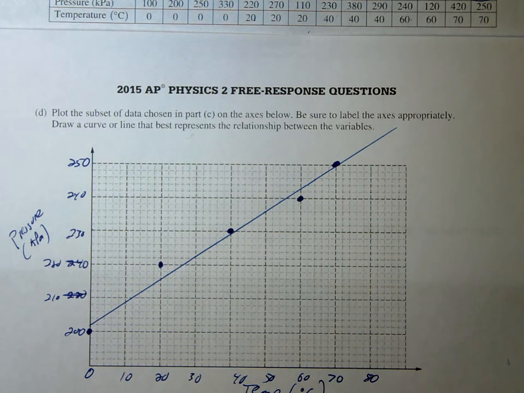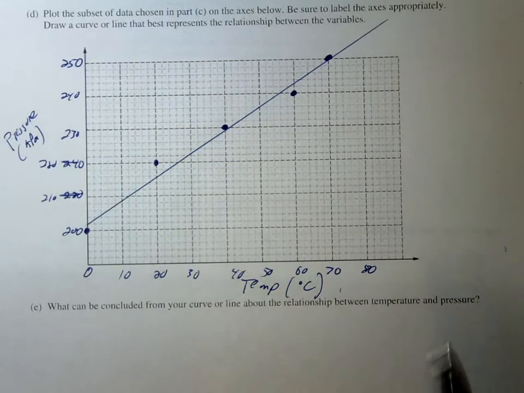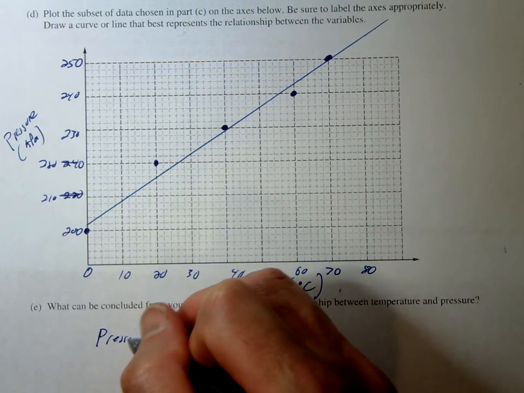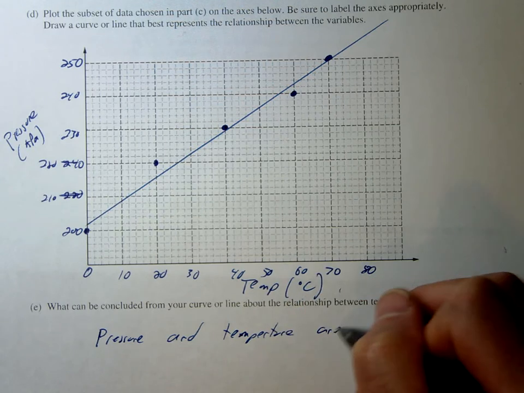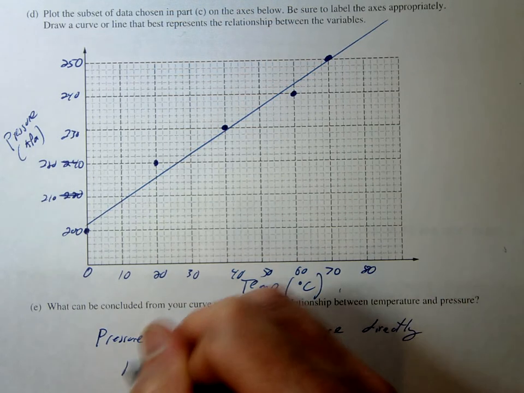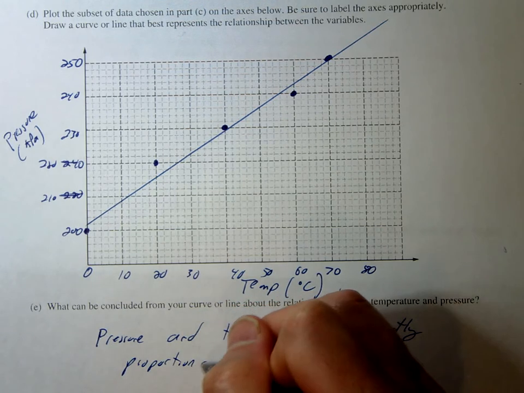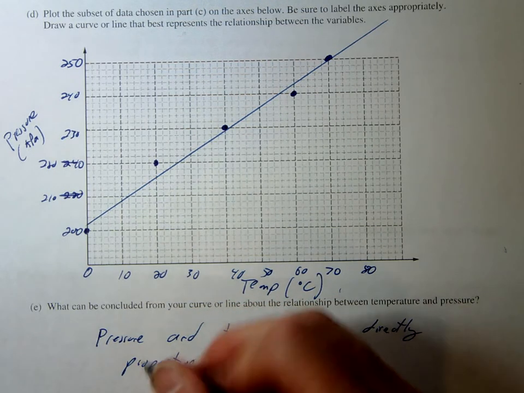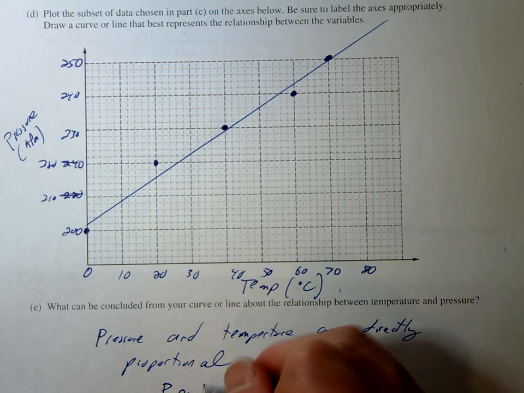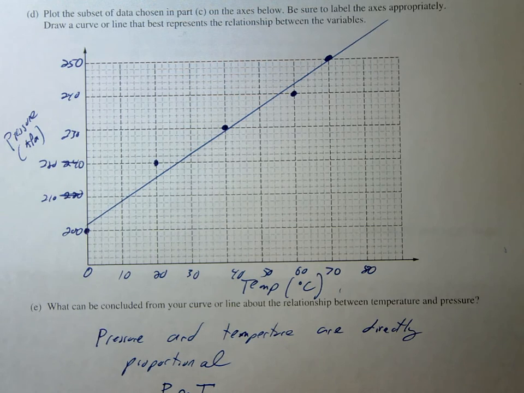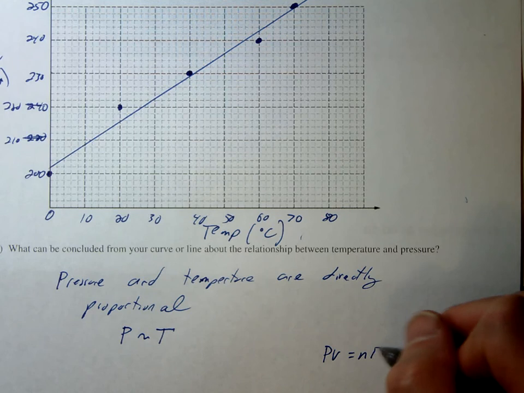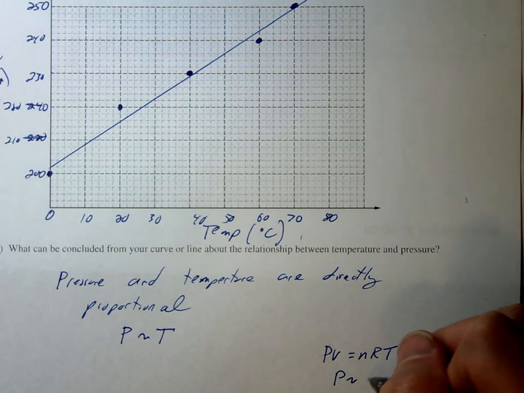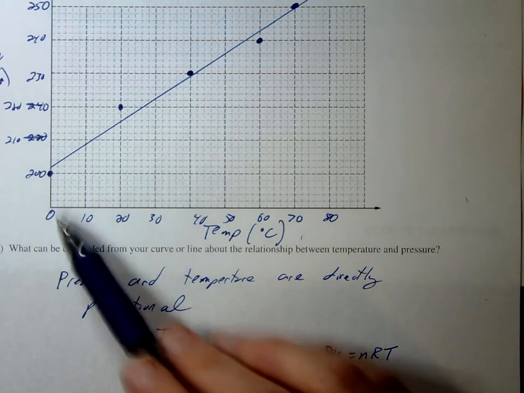Okay, what can be concluded from your curve or line about the relationship between pressure and temperature? Pressure and temperature are directly proportional. In other words, P is proportional to temperature. And we know that in advance, because we know PV equals nRT. But our experiment kind of shows that.